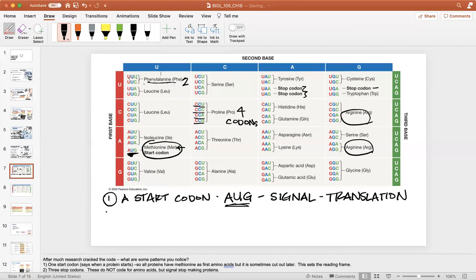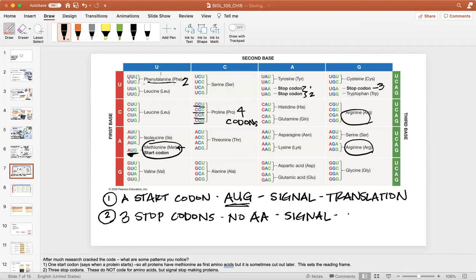The next thing I want you to notice is that on our genetic code chart here, we have 3 stop codons, 1, 2, 3. So there are 3 stop codons. These stop codons do not correspond to an amino acid, but they are the signal that says to the ribosome, hey, we're going to stop translation.